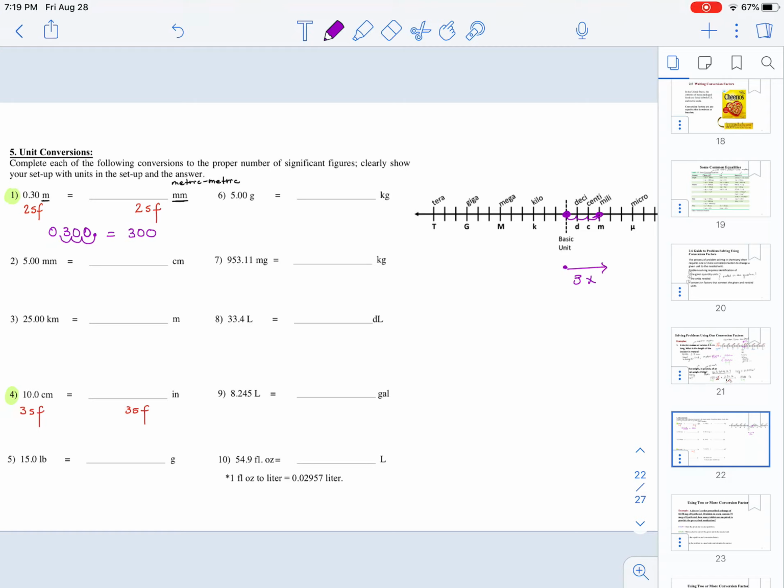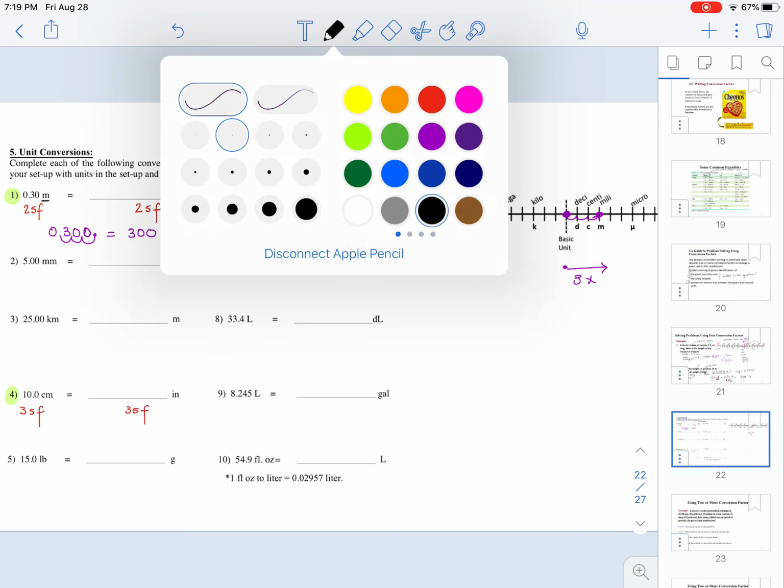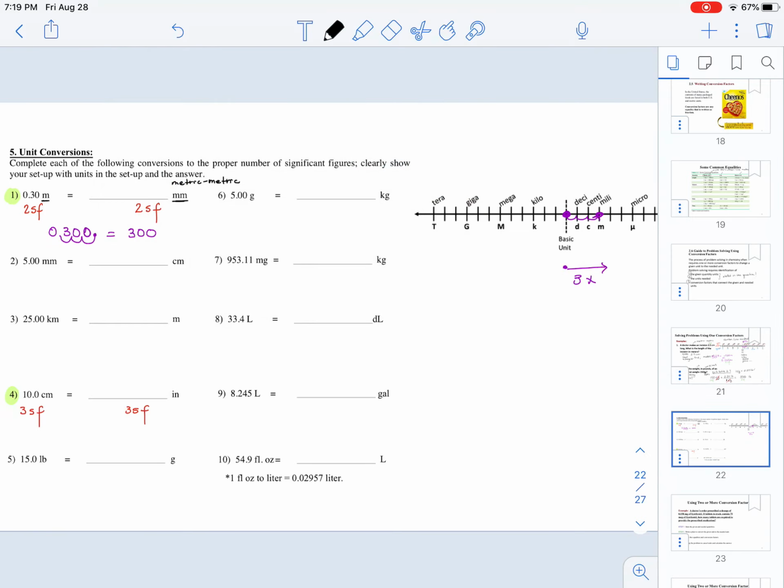Now, my final answer needs to be in 2 sig figs. In this case, because 300 only has 1 sig fig, I'm not going to write 300. I cannot write 300 with a decimal place because that makes it 3 sig figs. So I need to convert this number into scientific notation. My final answer for this problem is going to be 3.0 times 10 to the 2 millimeters. Let's proceed to number 4.